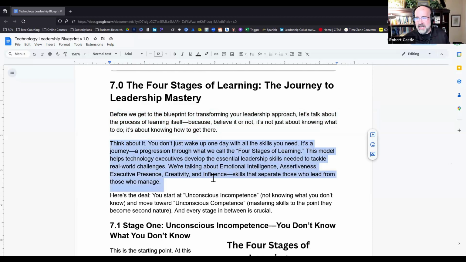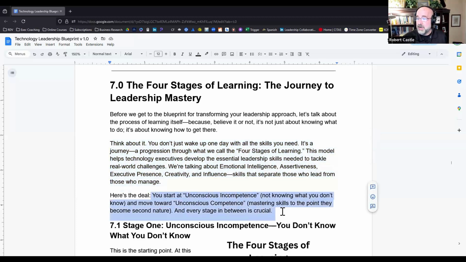This model helps tech executives develop the essential leadership skills needed to tackle real-world challenges. The 5 that we've talked about already. The skills that separate those who lead from those who manage. Now, here's the deal.